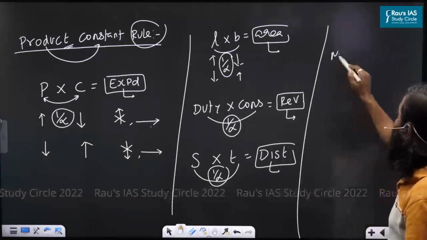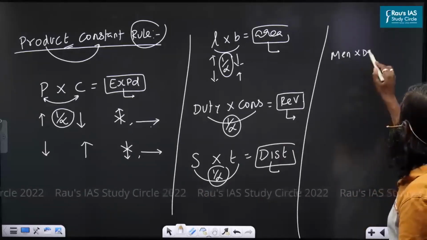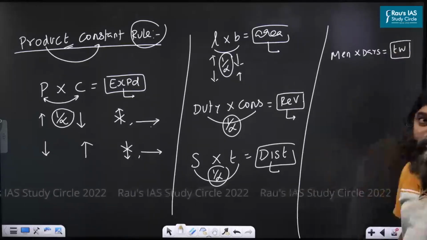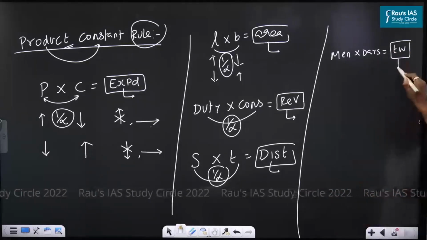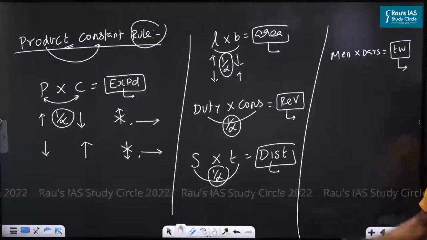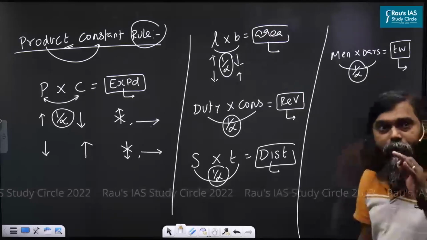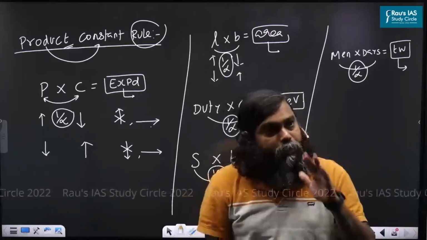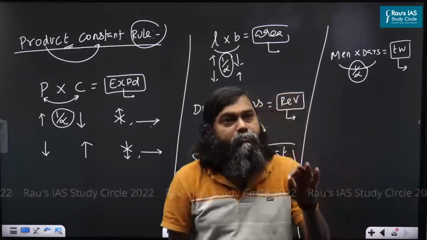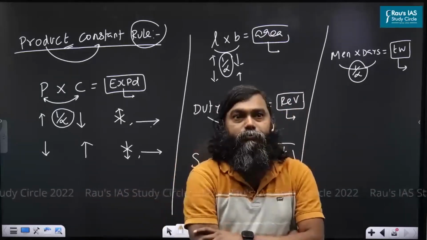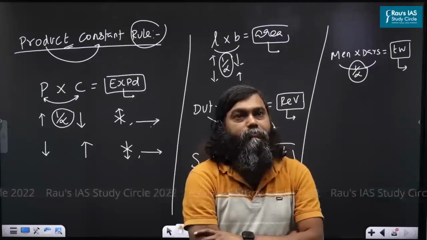Number of men into days equals total work. Total work is called the product here. If the work is constant, then men and days are inversely proportional. Wherever the product is constant, the two variables are always inversely proportional to each other. Getting this? Anybody having any issue?